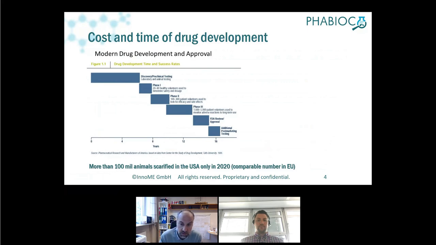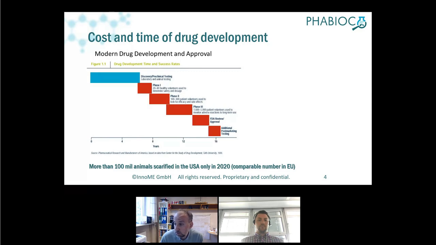Besides the ethical issue, there is a cost and time issue in drug development. This is the timeline of standard drug development, from drug discovery up to marketing. It can take up to 15 to 16 years, and the discovery and preclinical testing part can take up to 7 to 8 years. So it's a rather long period of time, and it's the time where animal experiments are mostly applied.